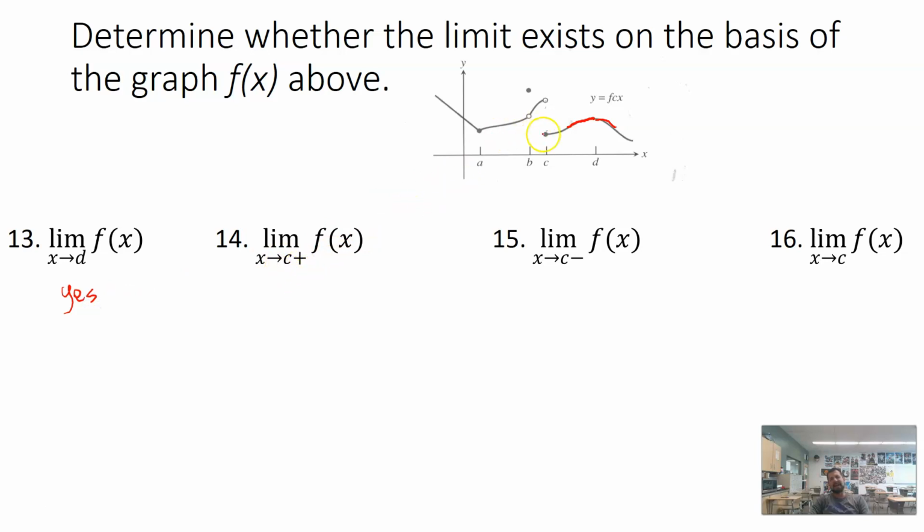A one-sided limit just means from that side, am I getting closer to a number? And the answer to that is yes. From the other side, am I getting closer to a number? The open circle doesn't matter, so I say yes to that one too.